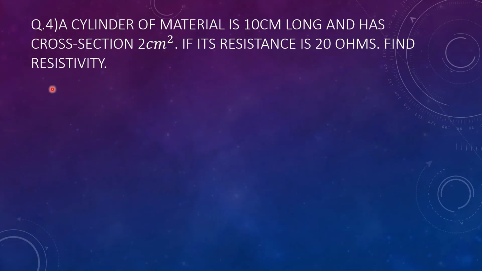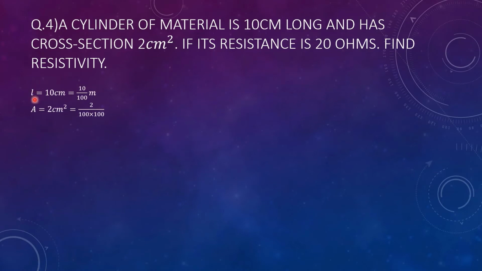Next question in this series: a cylinder of material is 10 centimeter long, means length is given, cross section area 2 centimeter square is given. If resistance is 20 ohms, R is given. Length 10 centimeter, L. Area of cross section, value of A, 2 centimeter square. Resistance is 20 ohms. Find the resistivity rho, we have to find.